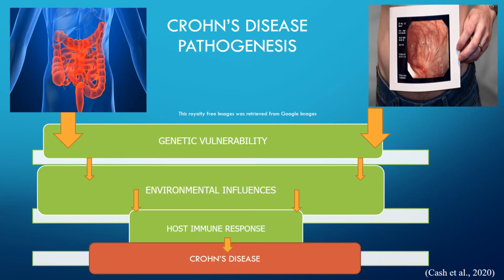Genetic vulnerabilities, environmental influences, and host immune response, and the final result is Crohn's disease. This is the diagram for Crohn's disease pathogenesis. So that's how it works in this picture, in this slide.